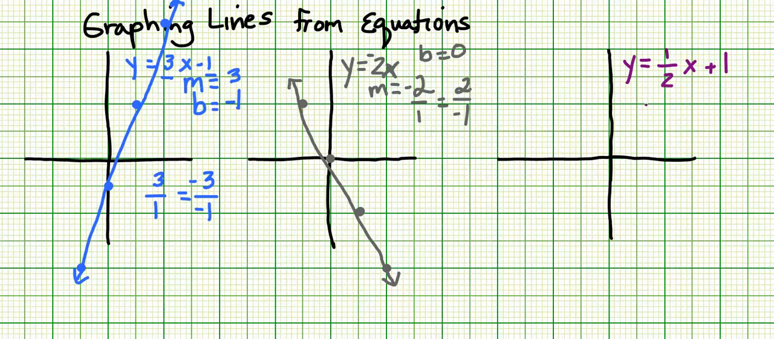Okay, and now the purple graph. M equals 1/2. That's my slope. B equals a +1. That's the number over here that doesn't have an x on it. That's my y-intercept.